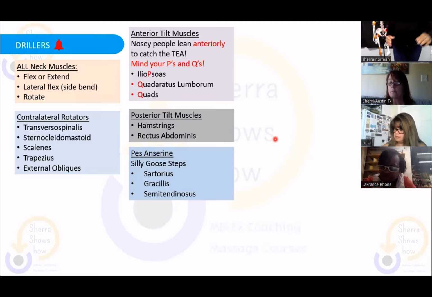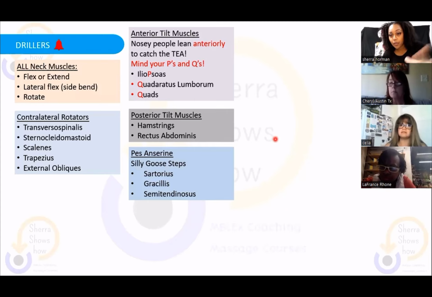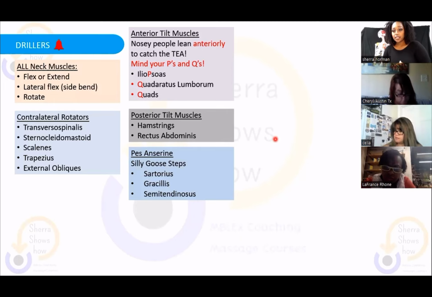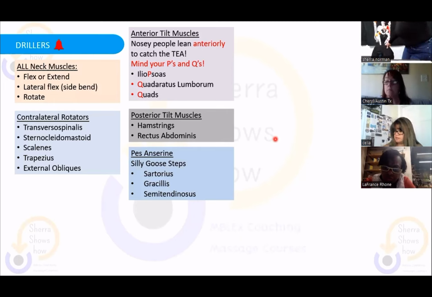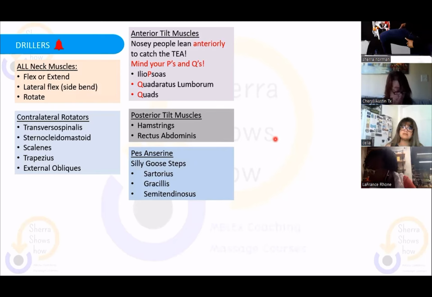There you have a tendon that looks something like a goose foot. That's why it's called silly goose steps. And the three muscles that attach there are sartorius, gracilis, and semitendinosus. And what that means is these three muscles flex the knee and medially rotate the knee. So sartorius comes from up here, attaches there. Gracilis is right with the adductors and attaches there. Semitendinosus comes from the hamstrings and attaches right here on the proximal medial tibia.